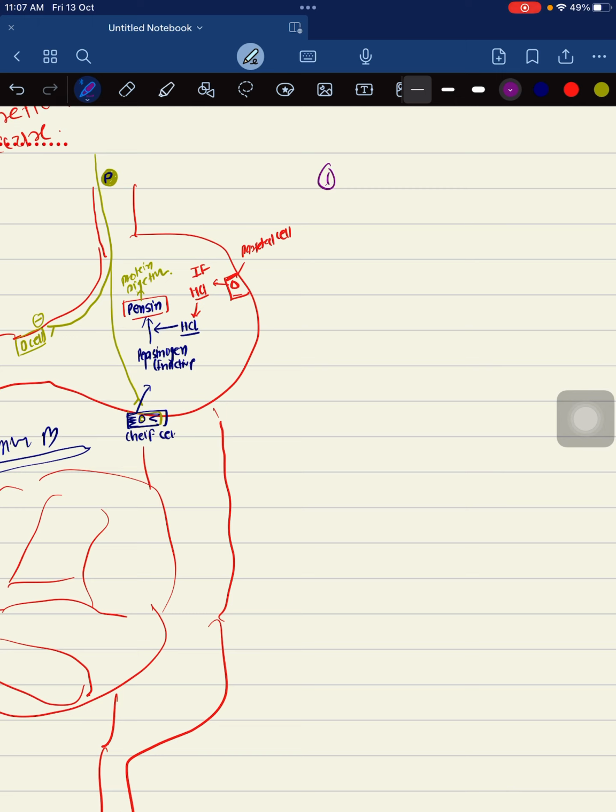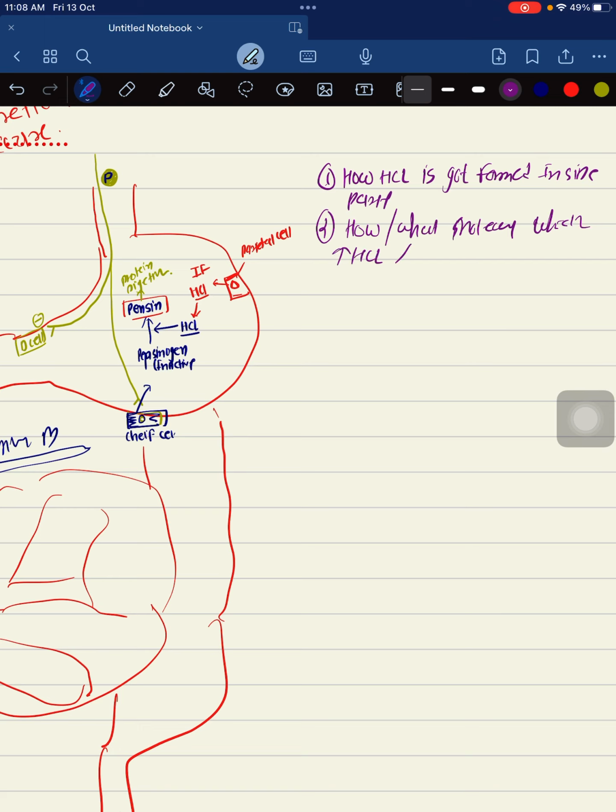So the first question in your mind is how HCl is formed inside the parietal cell, and the second question is what molecules increase the HCl and decrease the HCl. Okay, so first of all we talk about, let's say this is the parietal cell.